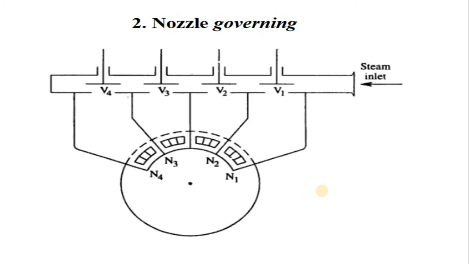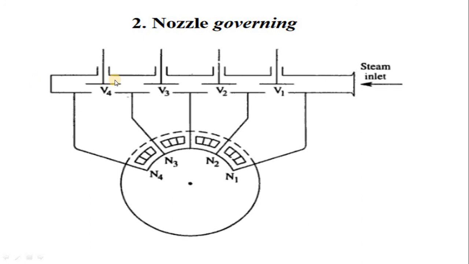The second example is the nozzle governing method. Here you will get an idea about the n number of nozzle sets. N1 is one set of nozzles, N2 is another set, N3 is another set, N4 is another set, and these are the passages through which we can pass the steam to the turbine. So this is the nozzle.